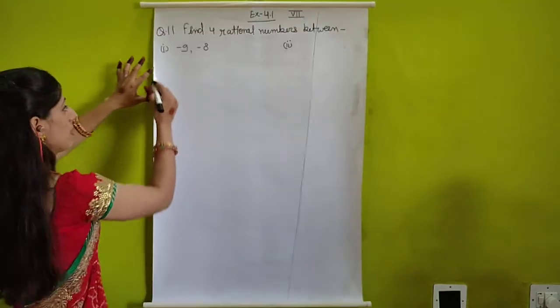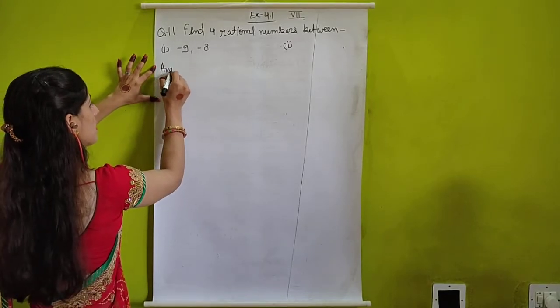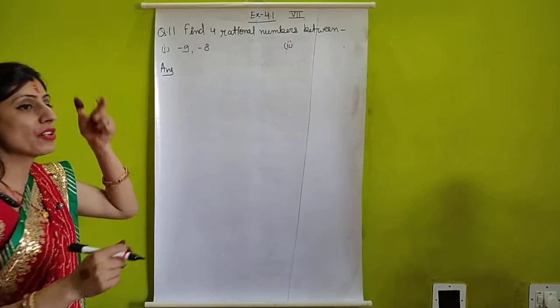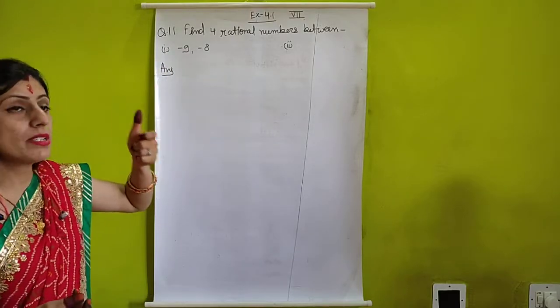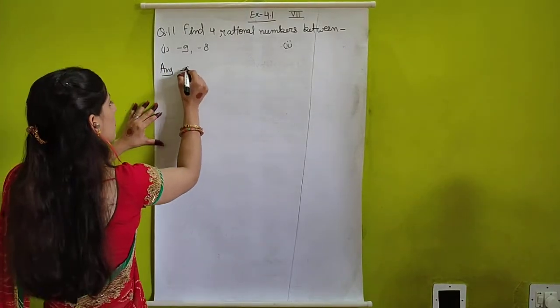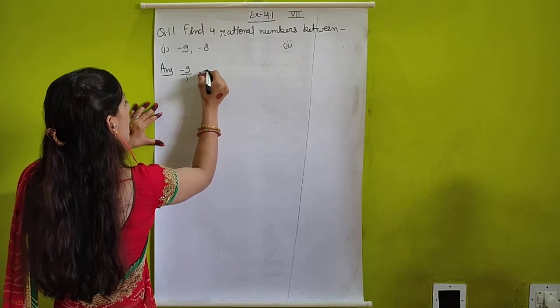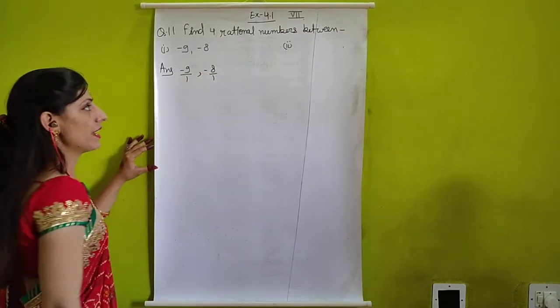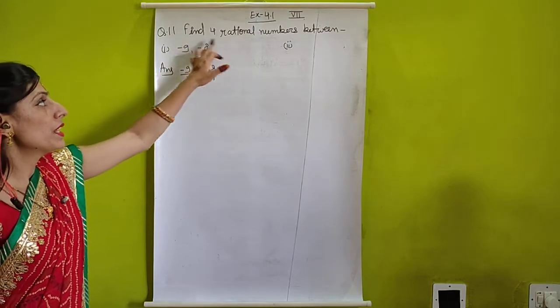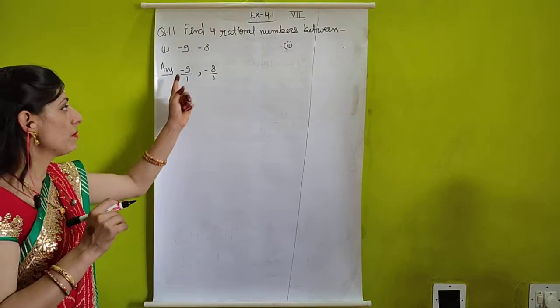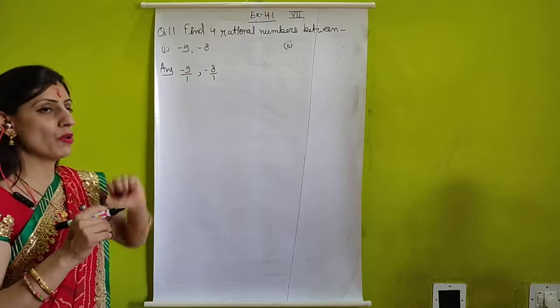Here students, you will ask, ma'am, minus 9 and minus 8 are both not in the fractional form, not in the p upon q form. So how can they be rational numbers? Students, they are rational numbers because we can write minus 9 upon 1 and minus 8 upon 1. So we can consider them as rational numbers. Now we are to find the rational numbers between minus 9 upon 1 and minus 8 upon 1.